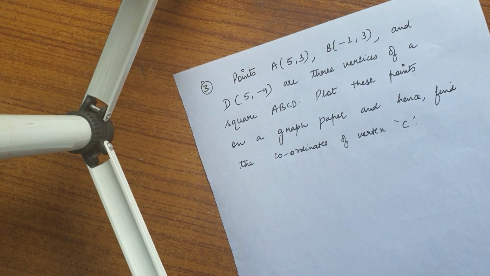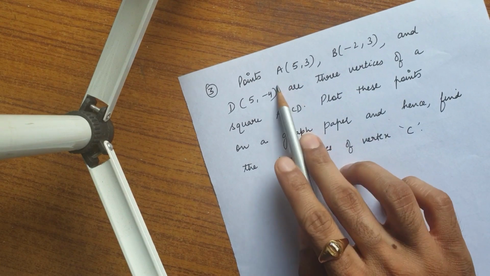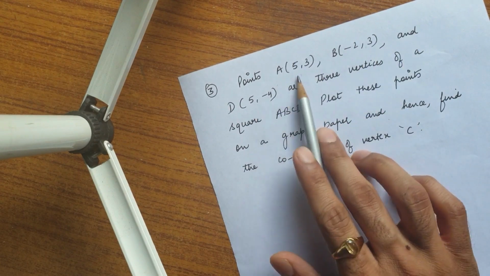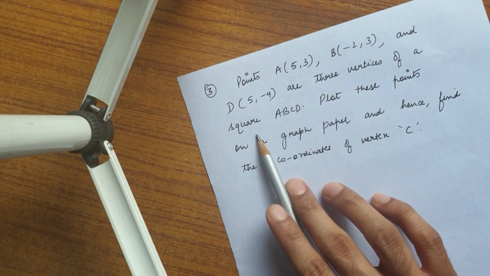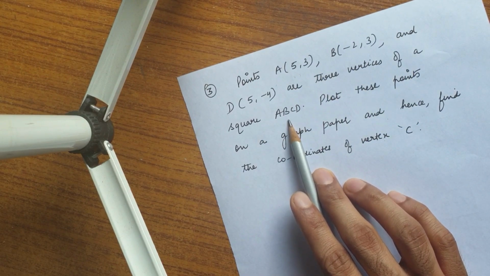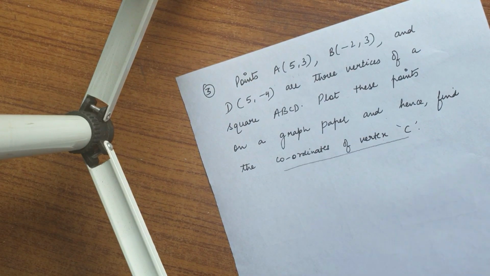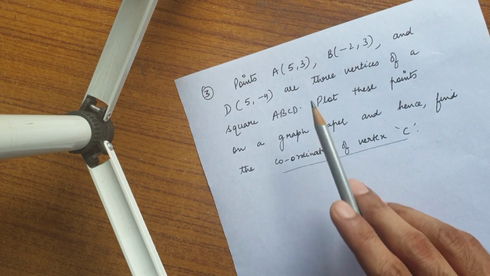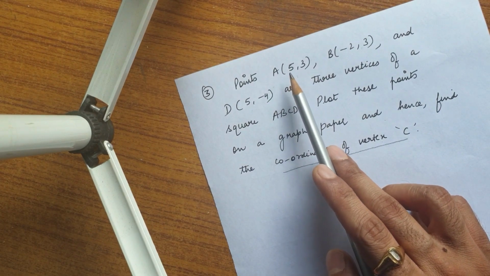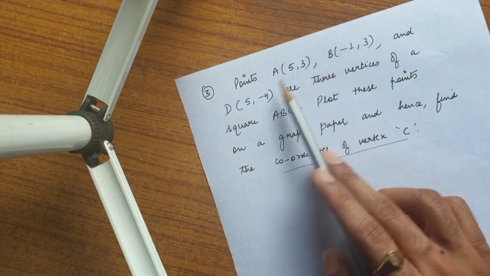Okay children, so the question is, plot the points A, B and D, which are 3 vertices of a square ABCD. Plot these points on the graph paper and hence find the coordinate of the vertex C. This question carries the weightage of 2 marks, and here also if area is asked, then the weightage becomes 3 marks. Okay, firstly we need to plot these points, that is A, B and D.